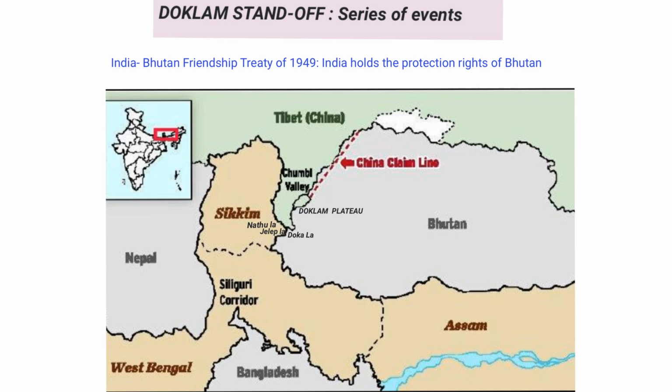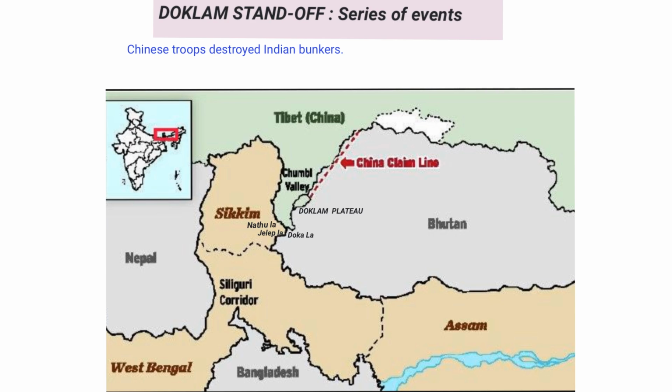Now Bhutan does not have any kind of diplomatic relations with China, and India holds the protection rights of Bhutan through the India-Bhutan Friendship Treaty of 1949. So here India cannot allow this road to be built in the disputed territory of Bhutan. Both India and Bhutan believe that Doklam is Bhutanese territory, but China is contesting it. The Chinese claim that they were building the road within their territory, and in response, they have destroyed temporary Indian bunkers in the region.